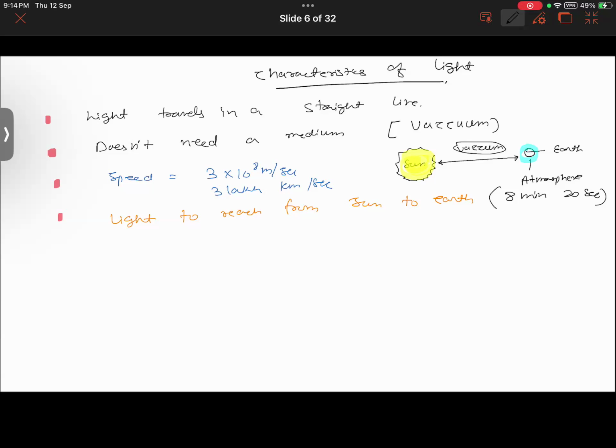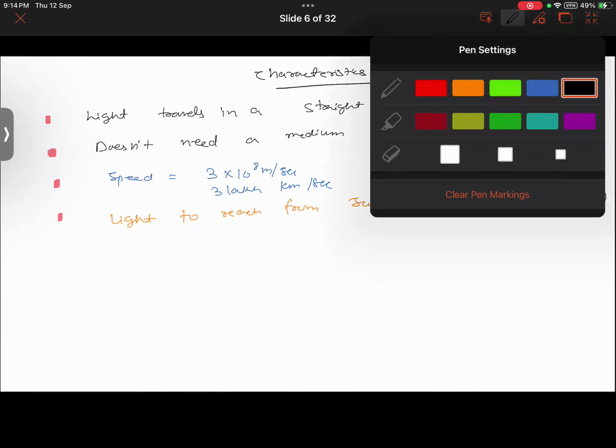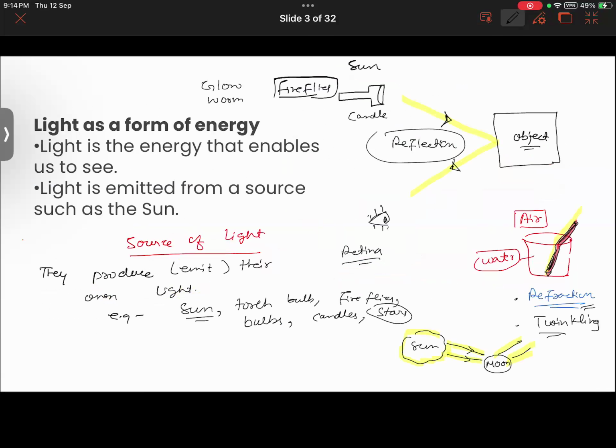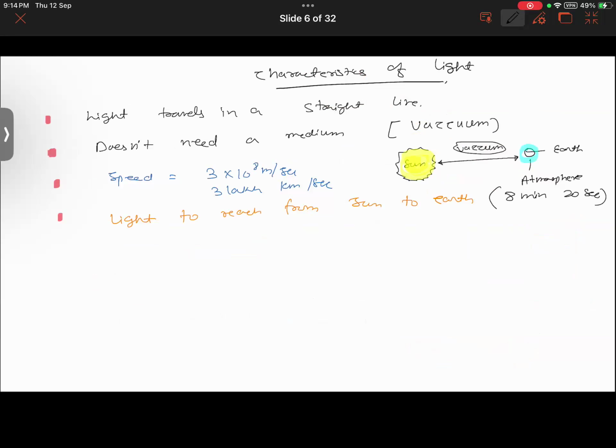Getting what I'm trying to say? So light can bend, like what we have learned in the case of refraction. Remember what we have learned here? Light rays are bending here. But when does it bend? When the medium changes. So light will be bending when it passes from one medium to another. So that is the thing here.